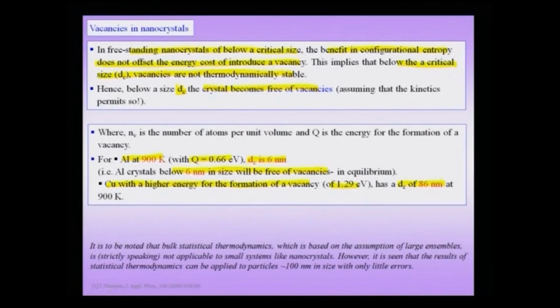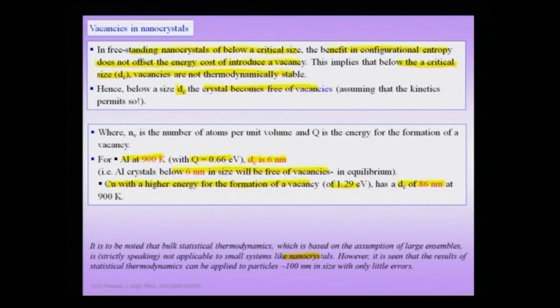Now, the important point to note in this whole argument is that normally when you talk about configurational entropy and Gibbs free energy, we are talking about what is known as bulk thermodynamics. This configurational entropy comes from statistical physics, which implies that I am talking about a large ensemble, about a mole of atoms or more, which are being configured. But in nanocrystals, obviously the size of the system is limited, and the important question which arises is: can I use bulk thermodynamics for calculation of quantities in these nanocrystals?